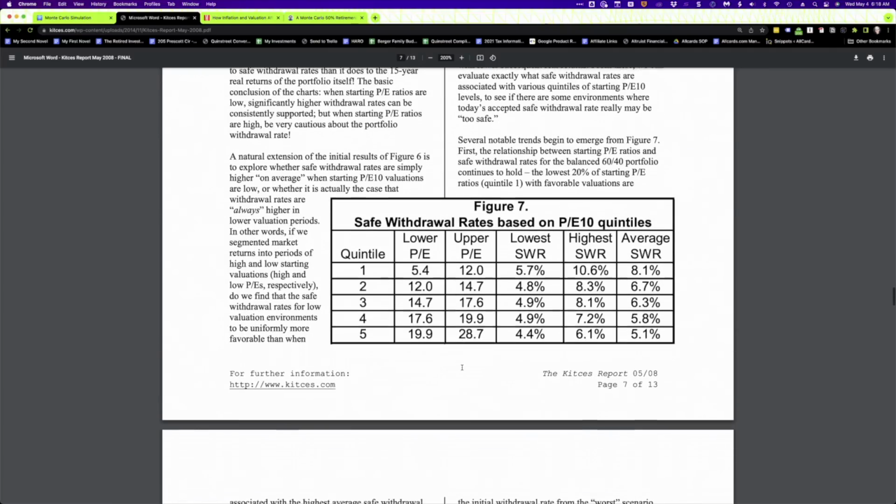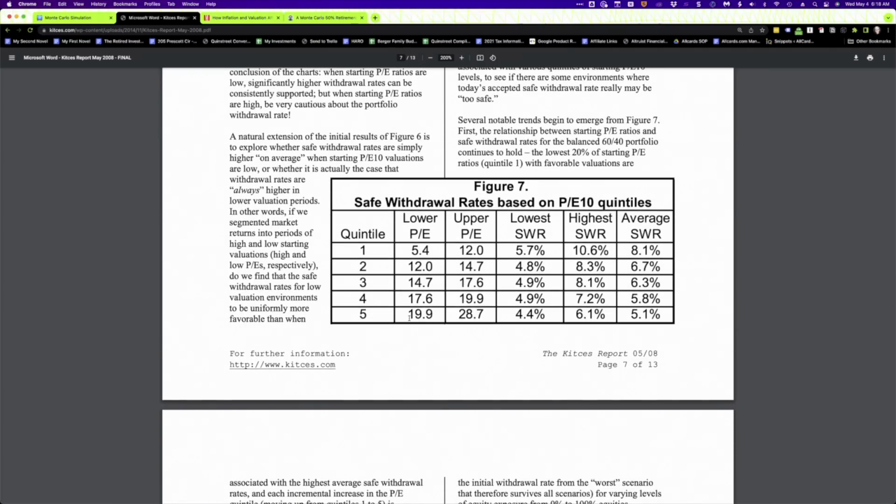Here it is. So what he found was when the PEs were high, and he was using the CAPE, so 19 to 28, you really had to start at a lower withdrawal rate, the lowest being 4.4. When the market wasn't doing well and the PEs were low, you could start at a higher rate. In fact, the highest rate, 10.6. So that's good news that we have at least some predictive indicator.